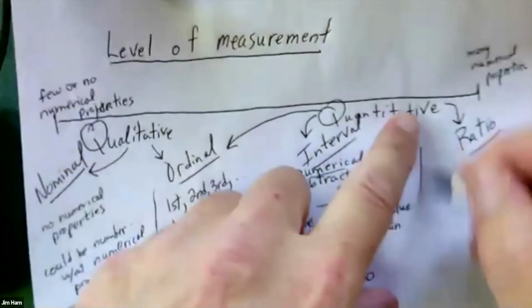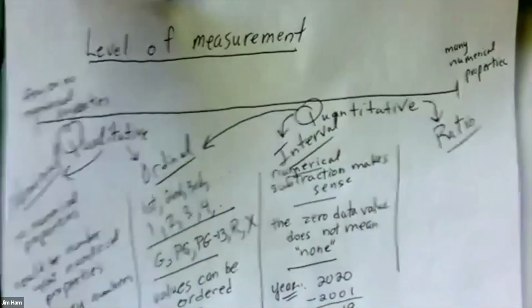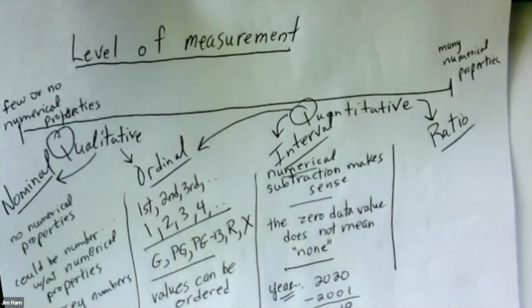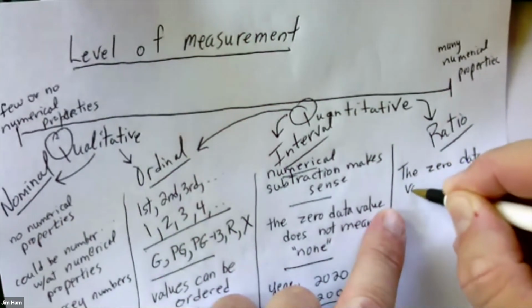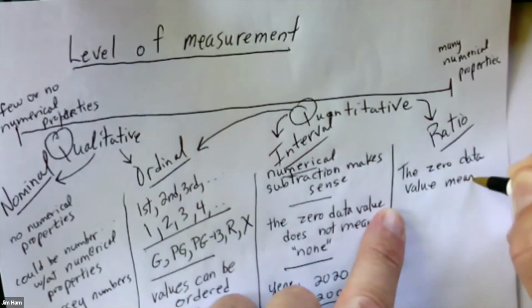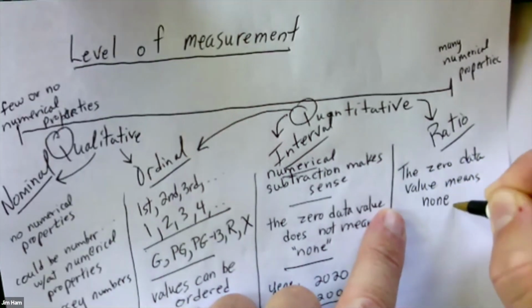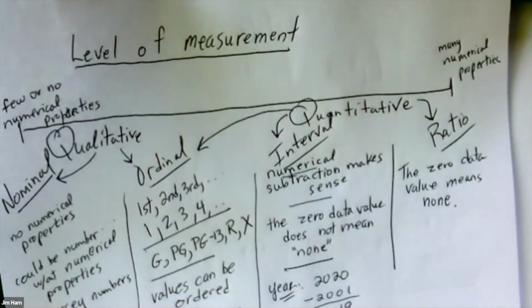All right, let's move to the final category, and that's the ratio level variables. In this one, the two properties that the interval level variables did not have, ratio level variables will have. So the zero data value means none. By the way, as we move along this continuum from no numerical properties to numerical properties, all of the numerical properties in the previous group get merged over to the next. But then the next group picks up additional numerical properties.